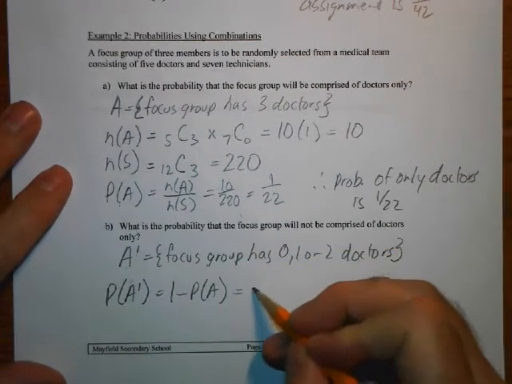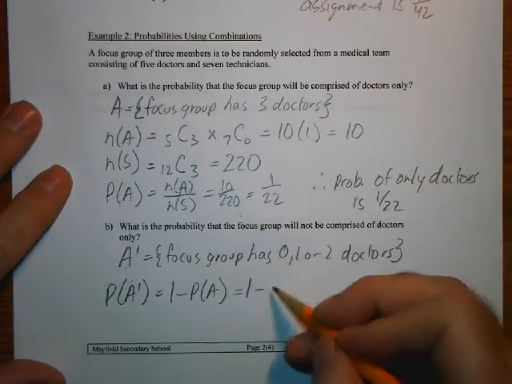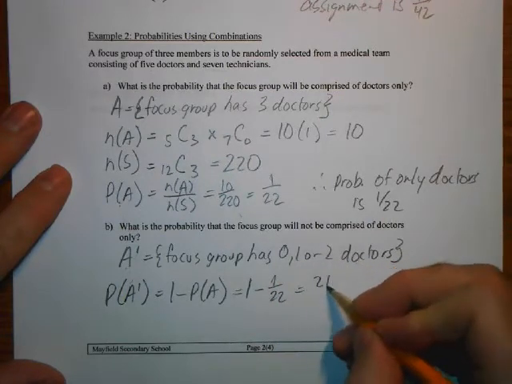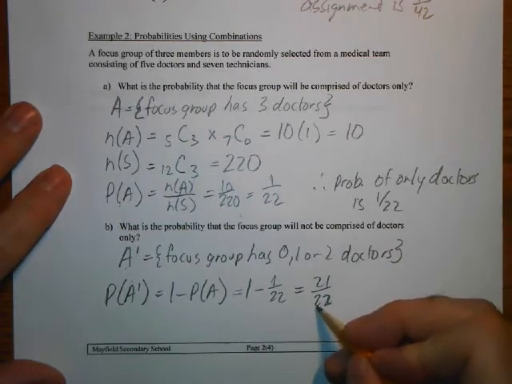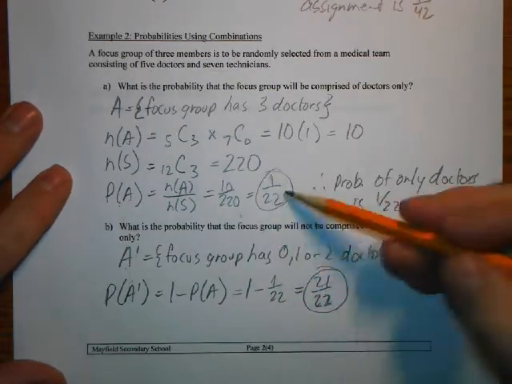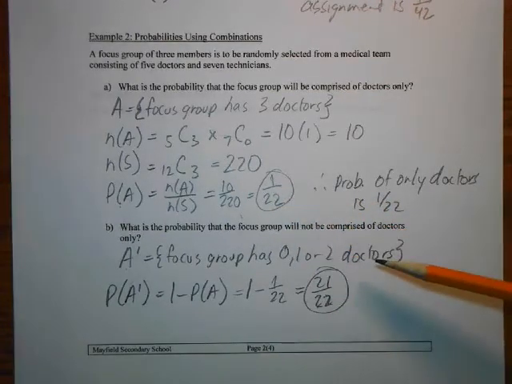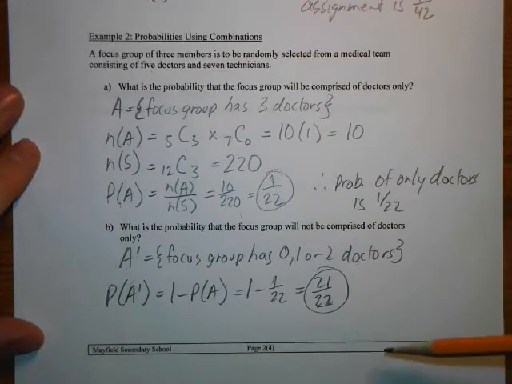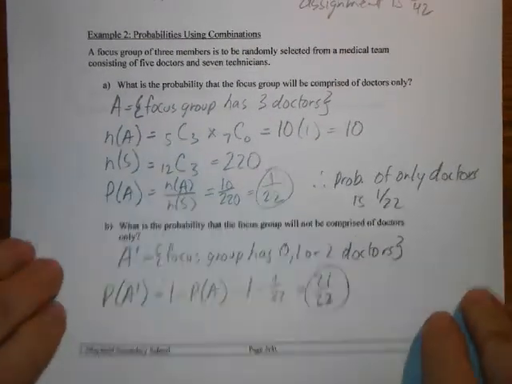Okay, so we take our 1 and subtract the probability we got from here, 1 over 22, so if we leave it as a fraction, that's 21 over 22. So I'll just leave it like that. I won't put a word answer this time. But you can see that 1 out of 22 times you'll get all 3 doctors, and the other 21 out of 22 times you'll get less than 3 doctors on the committee, 0, 1, or 2. Okay.